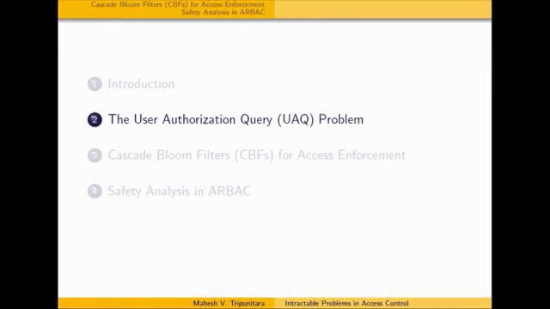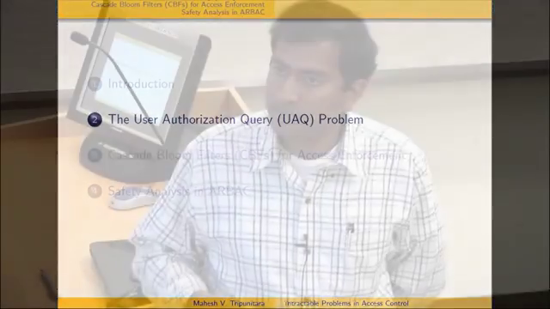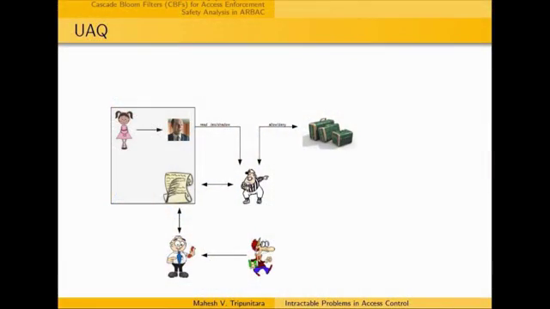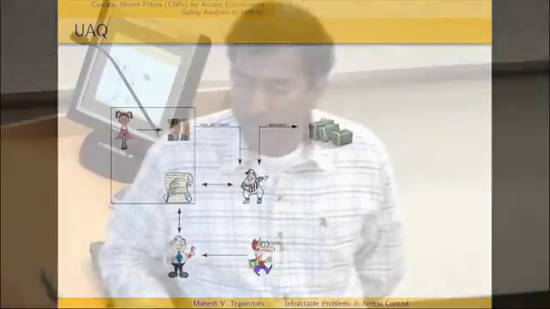Now, if you are familiar with RBAC, you'll notice that in this example, I don't show a role hierarchy, and there's a reason for it. It turns out that in the context that we discuss, the role hierarchy doesn't add any complexity. Okay, so first let me talk about the user authorization query problem, the first of my problems, and the context in which the problem is posed, which is the access enforcement part.